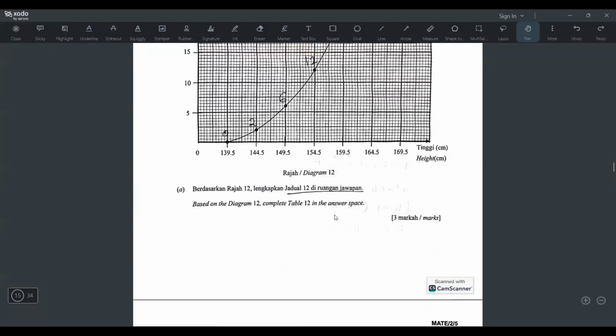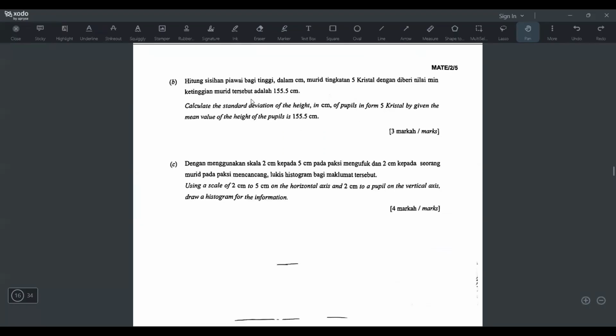So now I can go to do B already, because A, they already asked us to complete table 12, right? So I already completed the table. So A is done already. Now let's do B. So B, they say calculate the standard deviation of the height in cm of pupils in Form 5 Crystal, given the mean 155.5. Okay, I'll do it here.